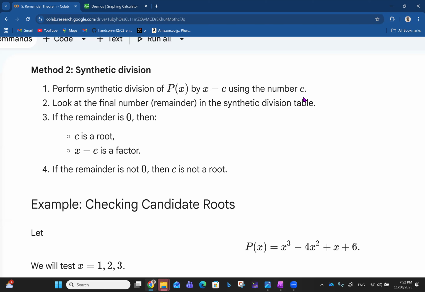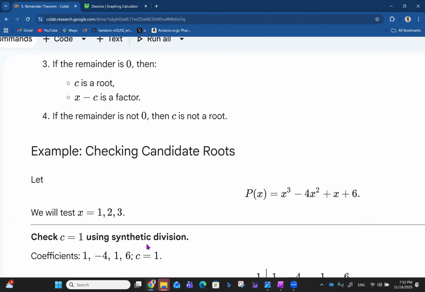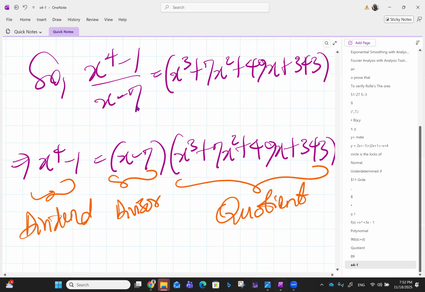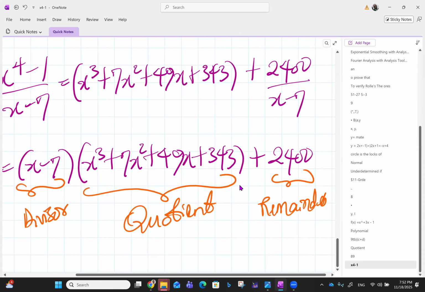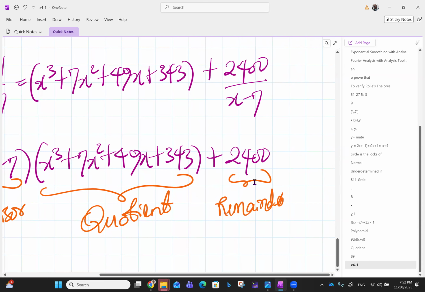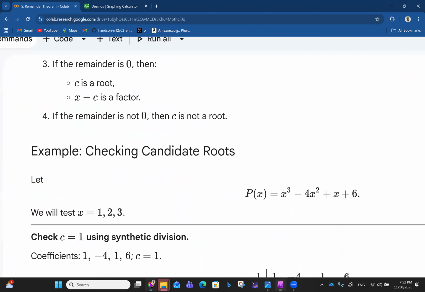So you can substitute directly following the remainder theorem, or you can do synthetic division, which is the next best thing after the remainder theorem to check if there's a remainder or not. Then look at the final number, that is the remainder in the synthetic division table. If the remainder is 0, then c is the root, and x minus c is a factor. If the remainder is not 0, then c is not a root. Like in the case of x raised to power 4 minus 1 over x minus 7. X minus 7, of course, is not a root of x raised to power 4 minus 1 because there's a non-zero remainder, which is 2,400. Very important to note that.